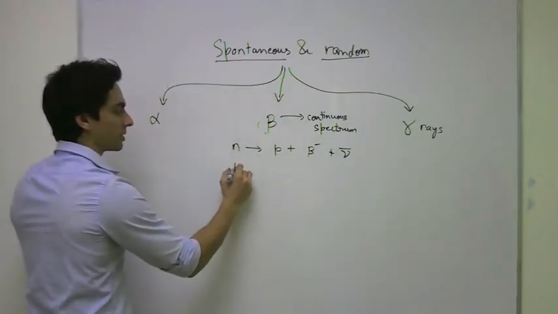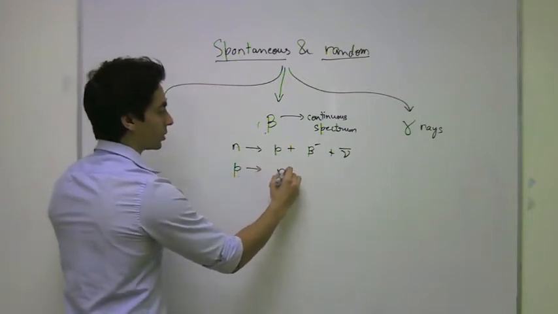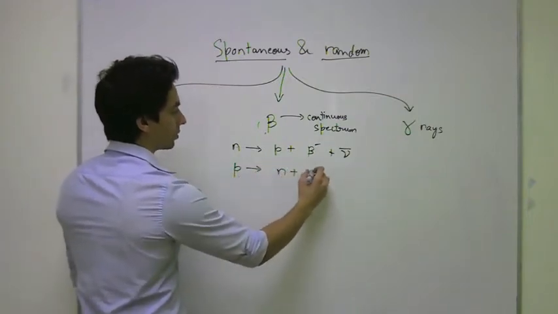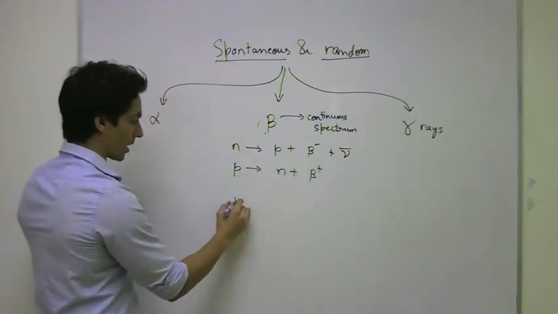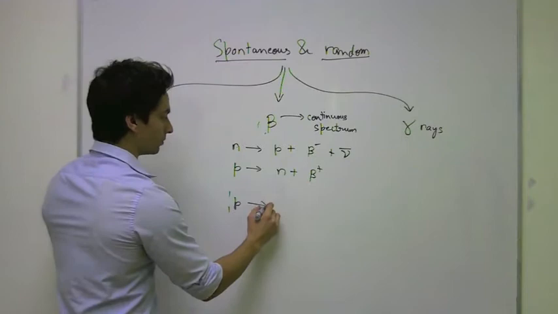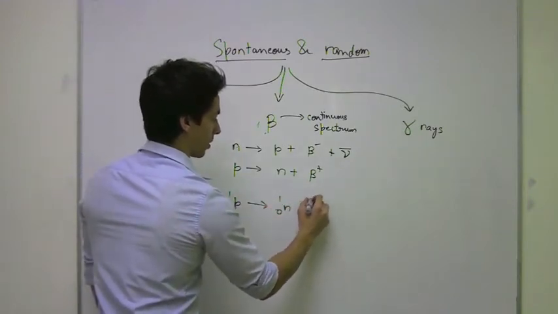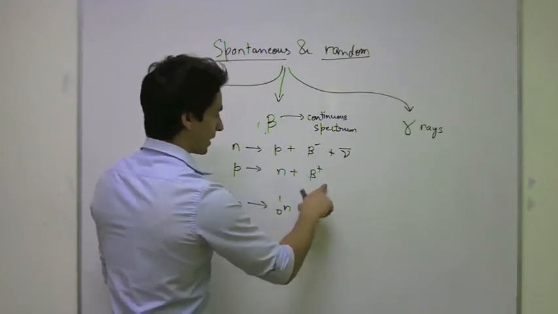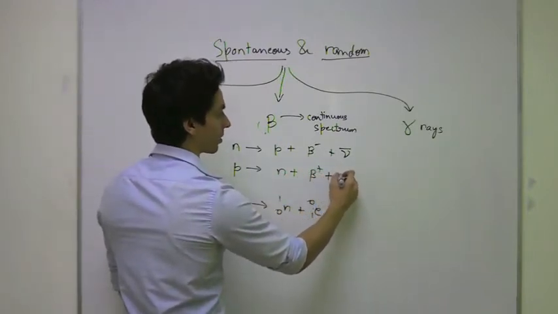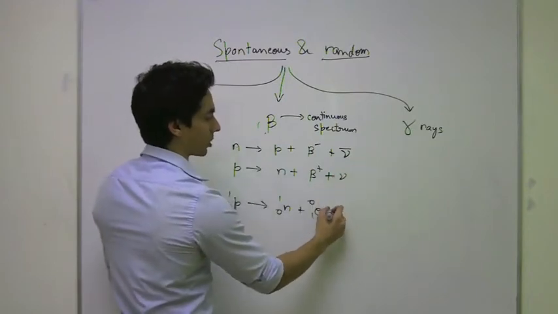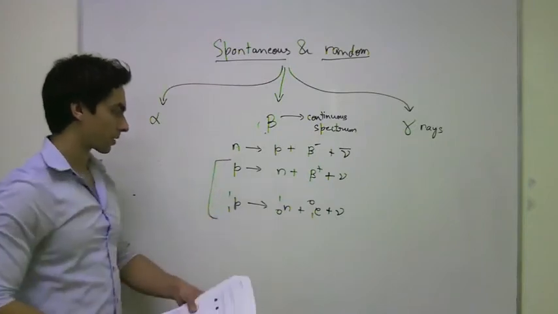A beta positive decay is pretty similar when you have a proton disintegrating into a neutron and also a positron. Okay, the proper way of writing this would be like so, and like we just mentioned, we have a third particle given off. In this case there is a neutrino. Okay, so this is a beta positive decay.